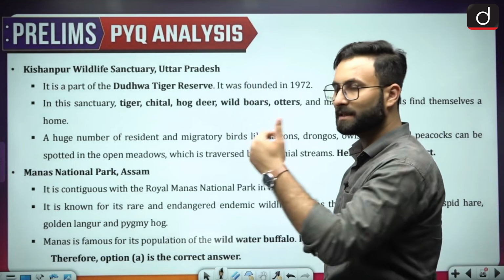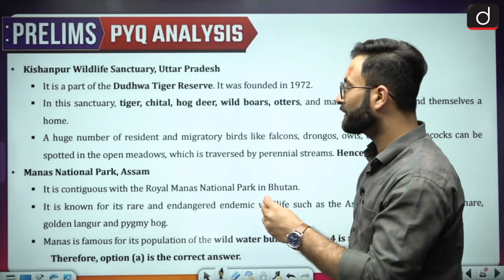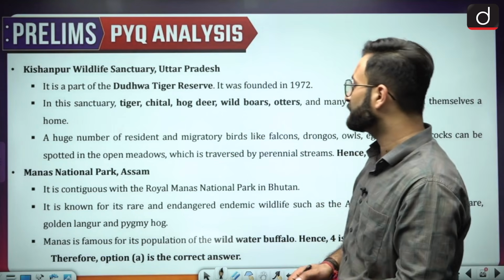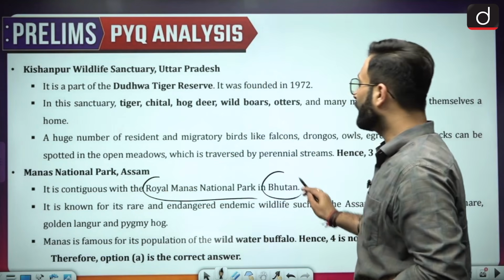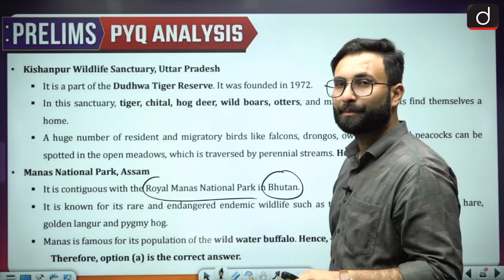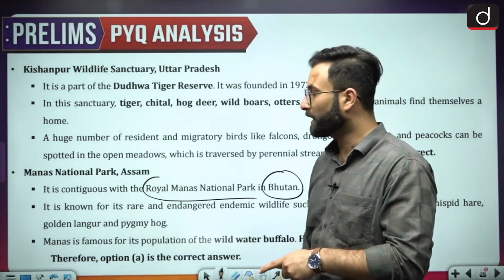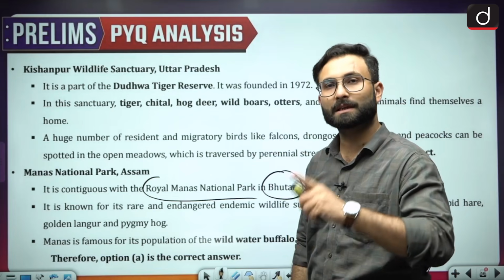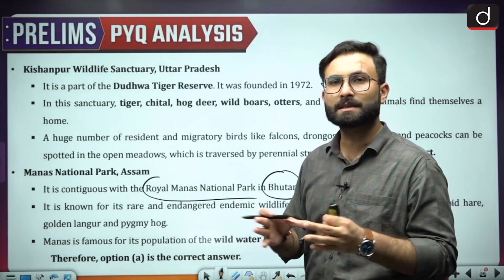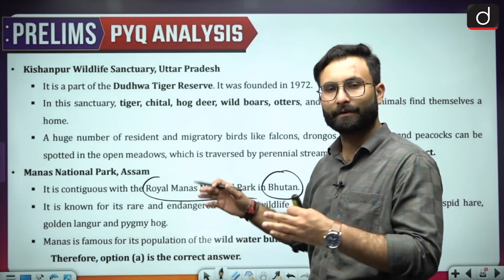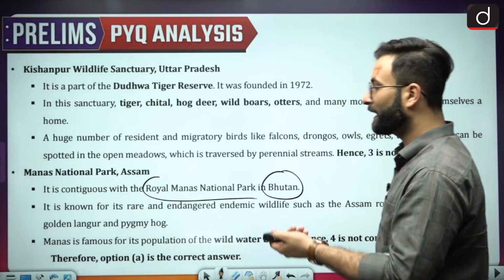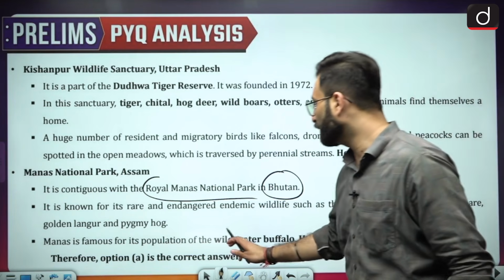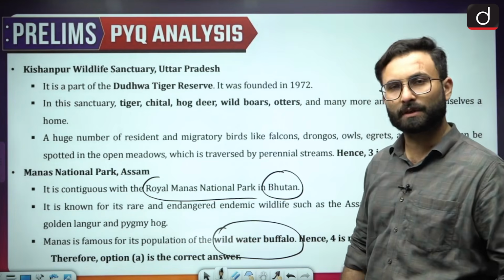Coming to Manas, Manas is there in Assam. You know that it has a contiguous area with the Royal Manas National Park, which is there in Bhutan. Again, if they are asking about the Manas National Park, that is there in Assam. The Royal Manas National Park is there in Bhutan, and because these areas are on the border, they have a contiguous forest area. Manas is famous for its population of the wild water buffalo. So that is something you should remember.